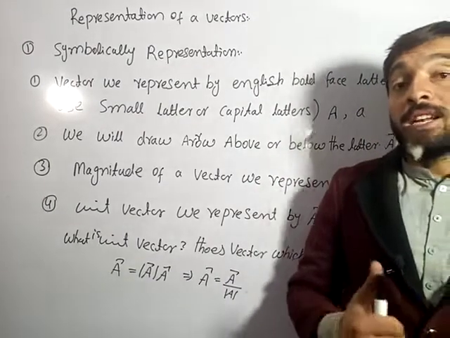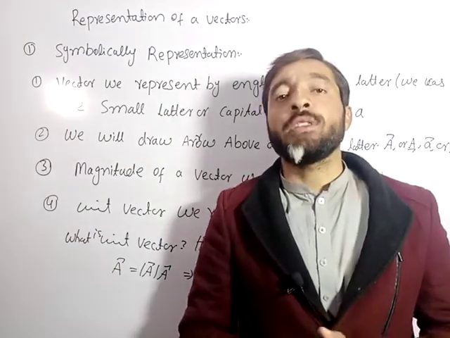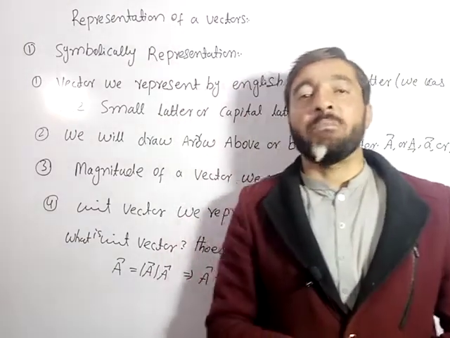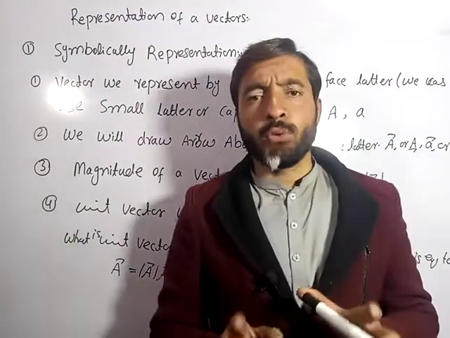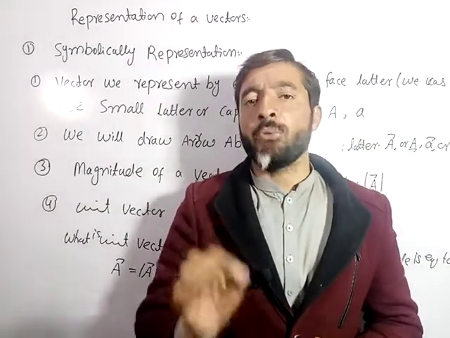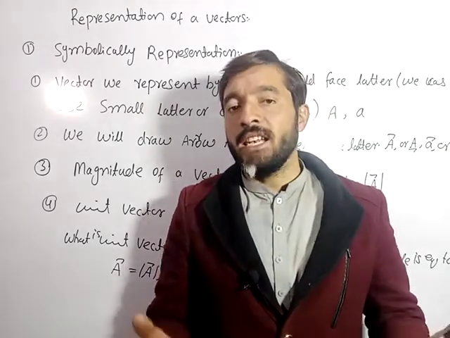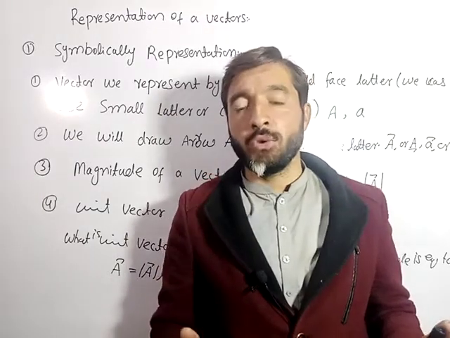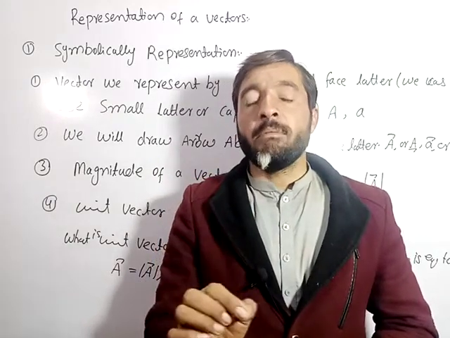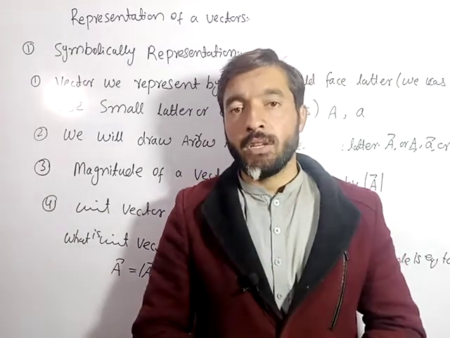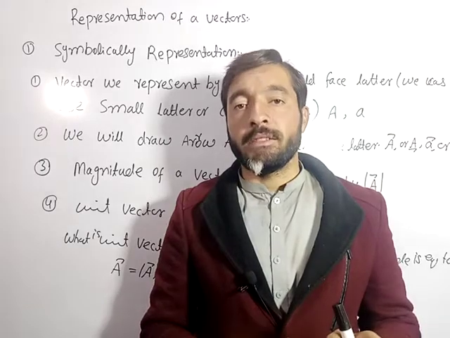Now how will we represent vector quantities? There are two methods by which we represent vector quantities: one is symbolic representation and the other is graphical representation. Symbolically, dear student, keep in mind, we represent vectors by English letters. We can use small letters as well as capital letters. So we can represent a vector by an English letter in bold-faced type.